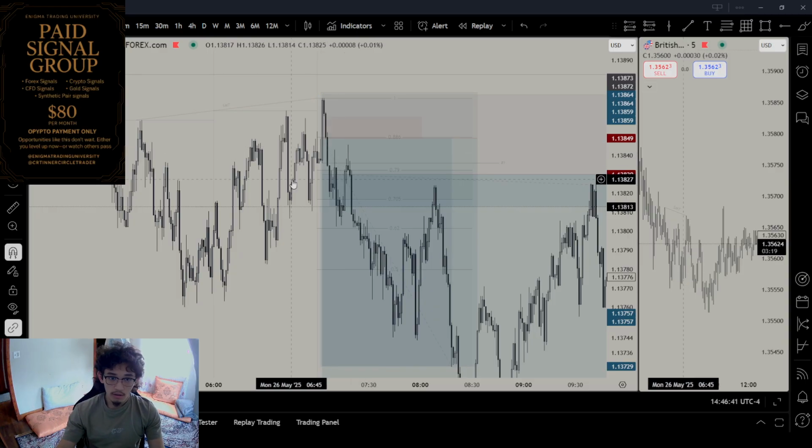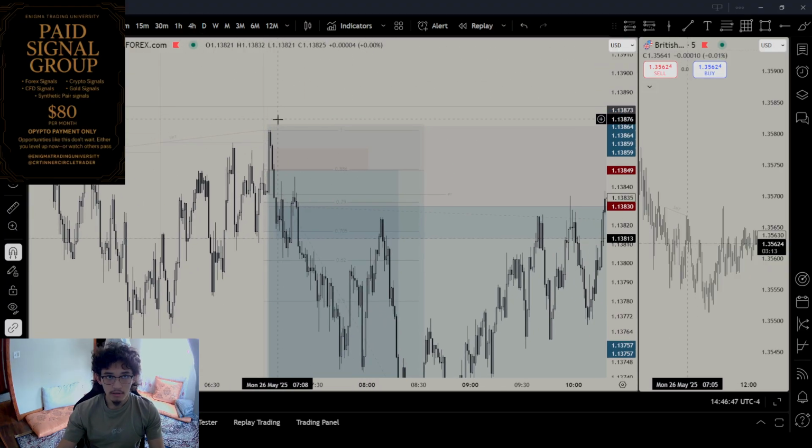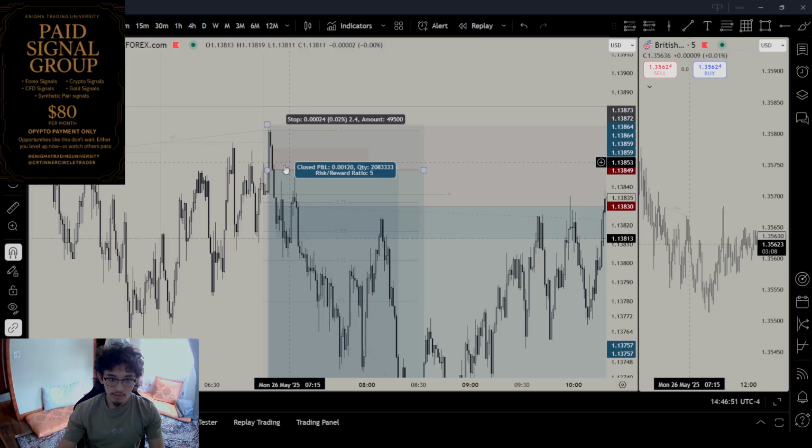Because I know, okay, this is where it's highly likely to make the top here. And guess what? Market made the top. So around here, I was like, okay, it's highly likely to make a top, so I'm looking for some sort of a trade around here once I see a good reaction.